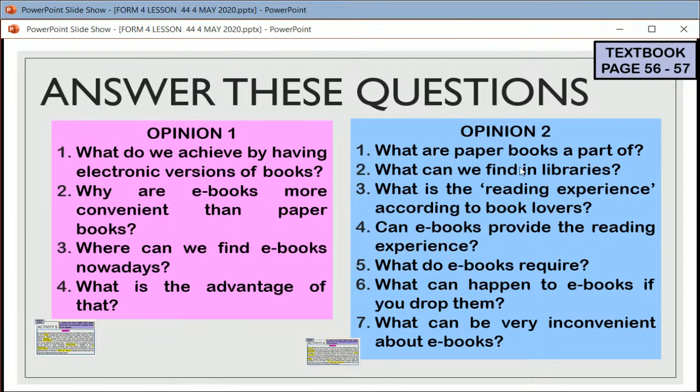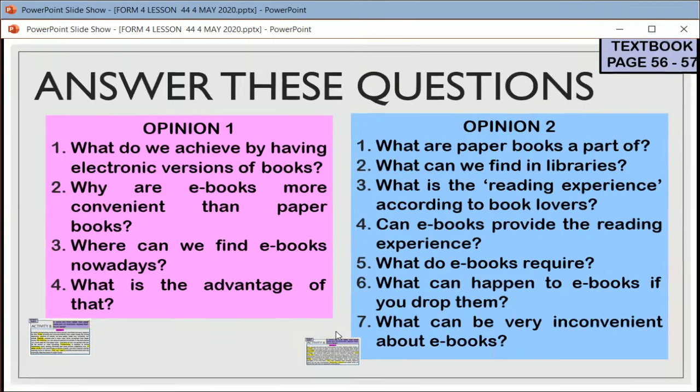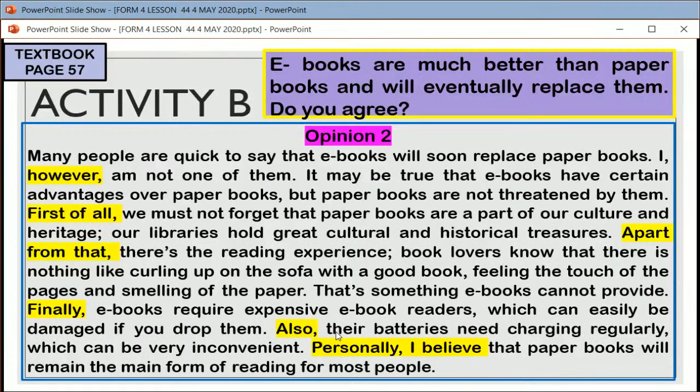Let's look at question number 3. What is the reading experience according to book lovers? So you have to look for the keywords: reading experience, book lovers. You need to know what the reading experience is for book lovers. So that's the keyword. Where can you find the answer?